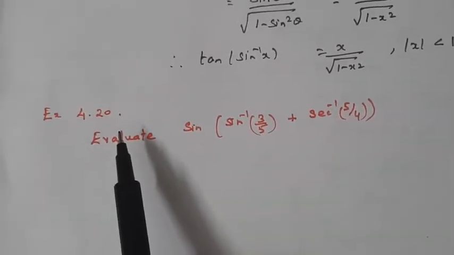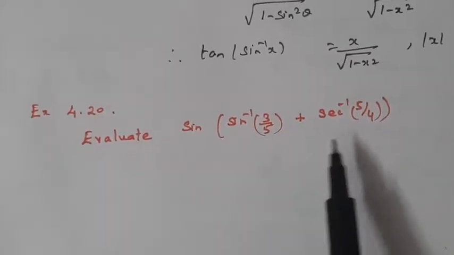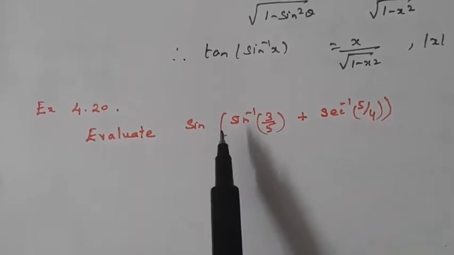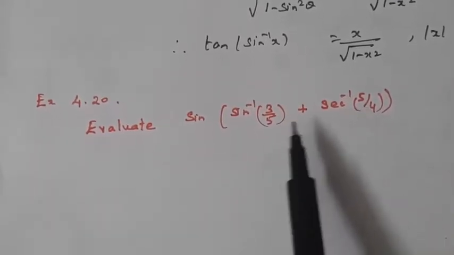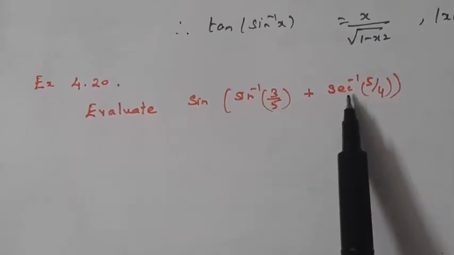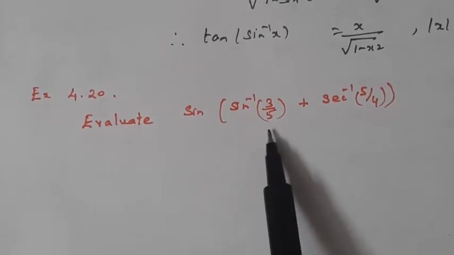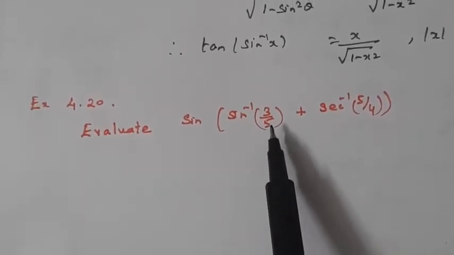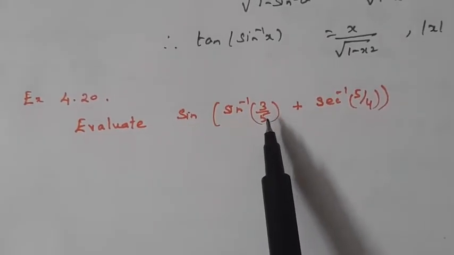Example 4.20. Evaluate sin inverse of 3 by 5 plus secant inverse of 5 by 4. See here, 3 by 5 and 5 by 4 don't represent the sine value or secant value of a specific angle. So in this case, you have to use a right angle triangle, take it as theta, and evaluate it.